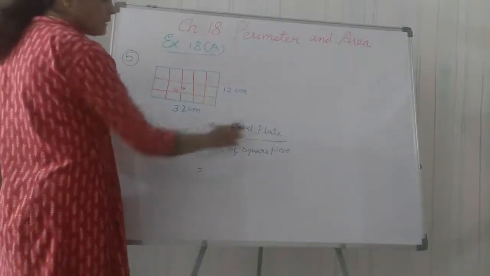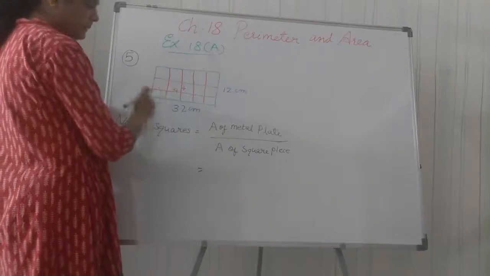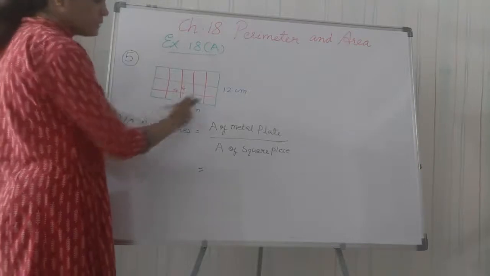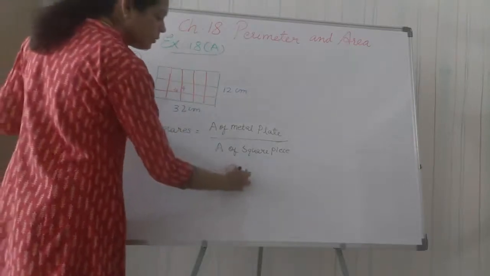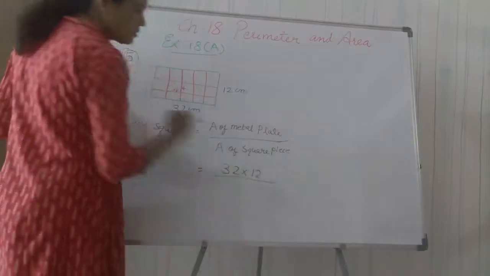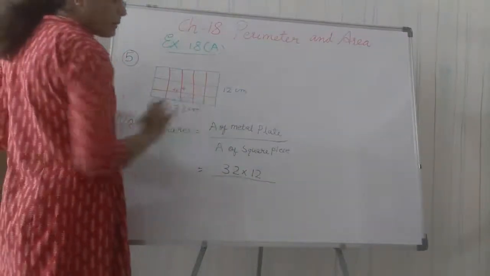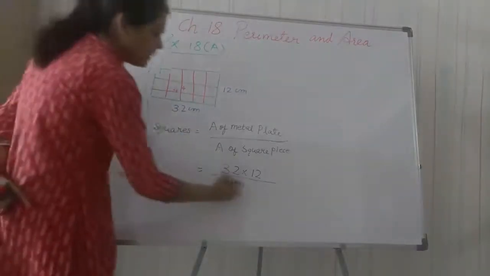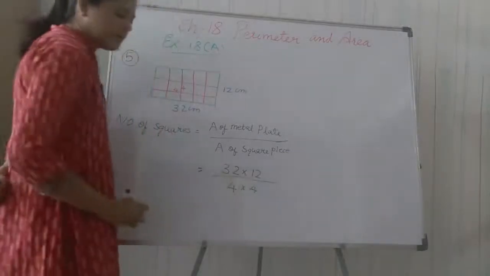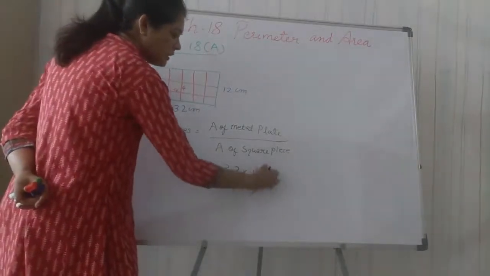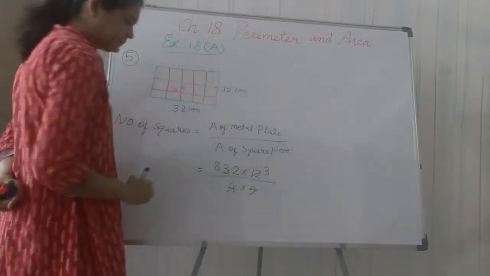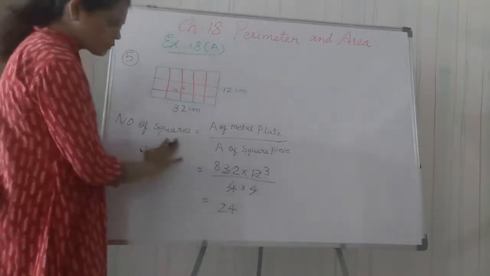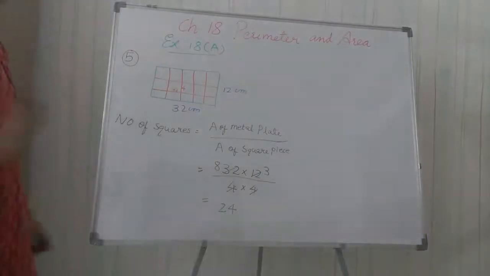So this is the area of metal plate. The plate is a rectangle, and the rectangle's area formula is length multiplied by breadth. So I write 32 multiply 12. Also, here is the area of square piece. The side of the square piece is given to us as 4, which means 4 multiply 4. Right. Now we can cancel this: 4 3s are 12 and 4 8s are 32. So we get 8 3s are 24. So this is the number of squares we found as our answer.